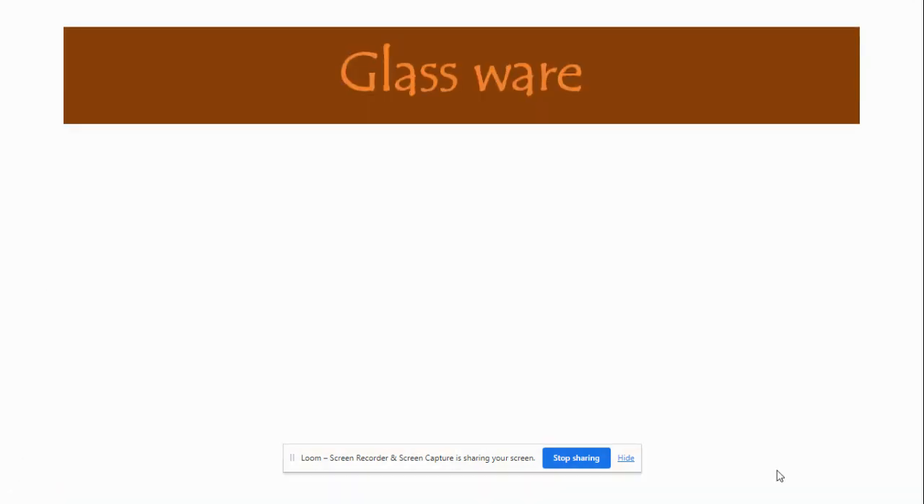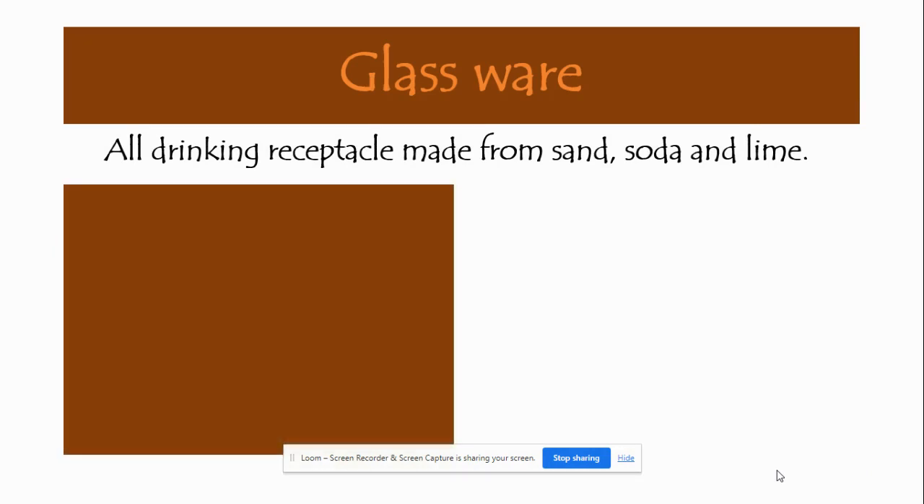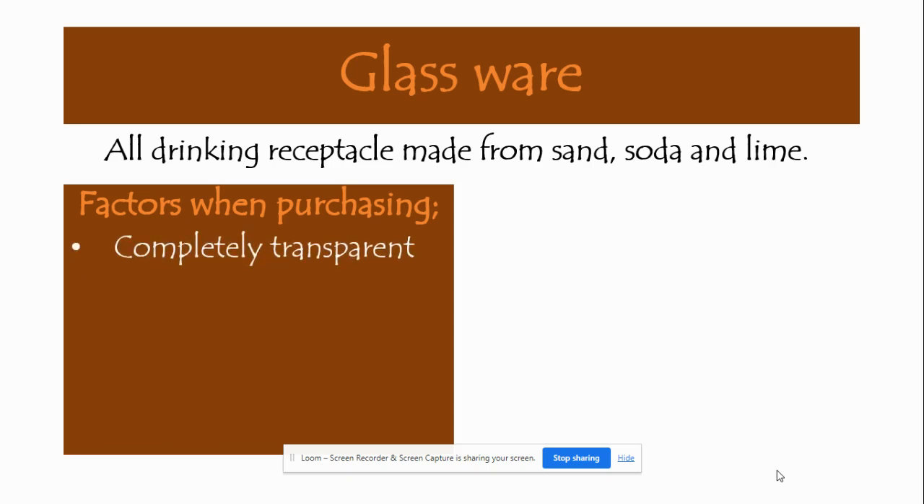Next, we are doing a discussion on glassware. This includes all drinking receptacles. Mostly they are made from sand, soda, and lime, and they are very important. When you set a table with glassware, it makes the restaurant presentable and welcoming for the guests. So the following factors should be considered when purchasing them.